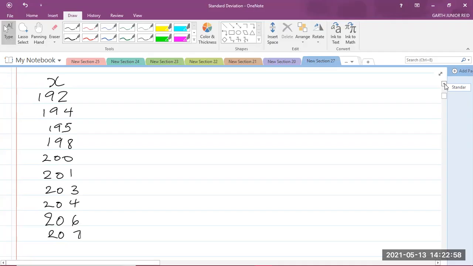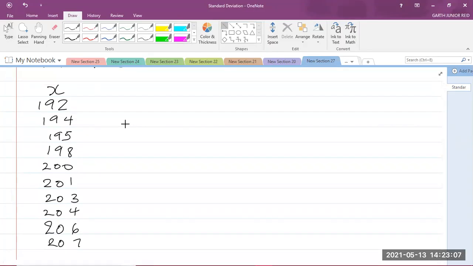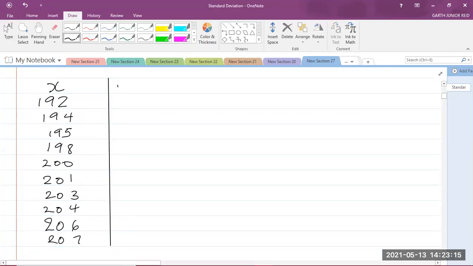Now, what else do we also need to calculate? We also need to calculate x minus x bar. Let me first draw a line just to separate it. So let us first calculate x bar, the arithmetic mean for machine B. If you add all the x values, you will get 2000, and we're going to divide that by n, which we already know is 10. So the mean for machine B is also 200 grams. Let us now calculate x minus x bar.